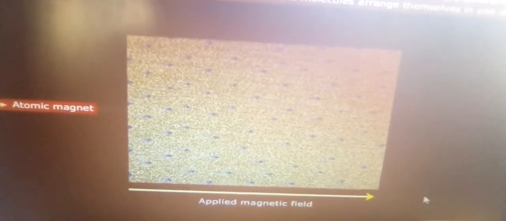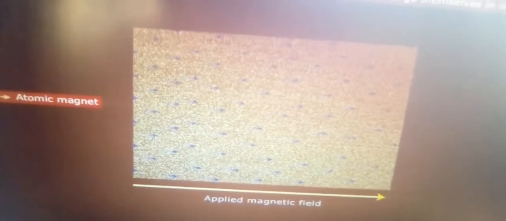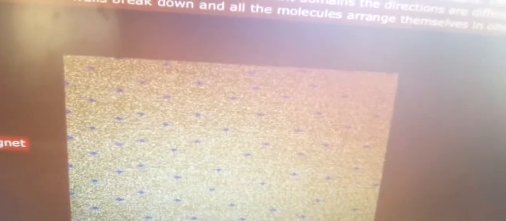Now, if you want to make it a magnet, you use a magnet to align all the atomic magnets in one direction. Therefore, you are magnetizing. The other methods we saw of magnetizing are the electrical method and the stroking method. In actual sense, you are making the atomic magnets be aligned in one direction.